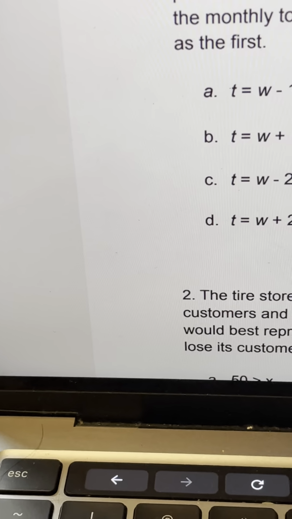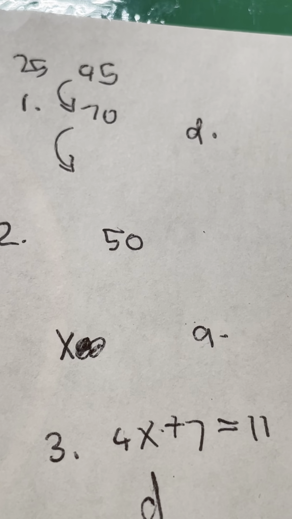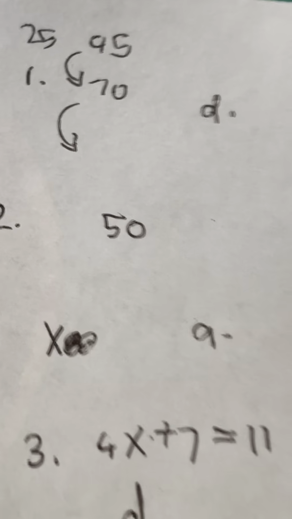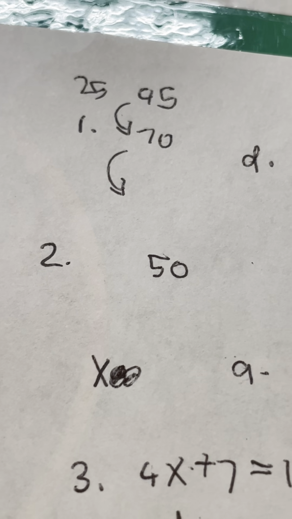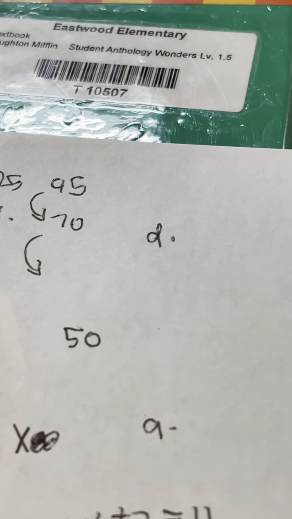Okay. So for number 1, since it's 95 to 70, it's getting subtracted by 25. It's getting added by 25 since it's 45 to 70, so it would be D. T equals W plus 25.